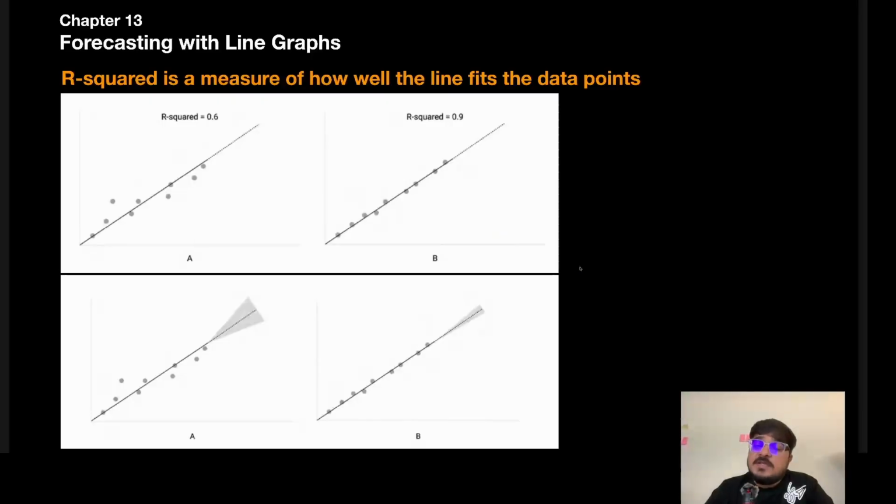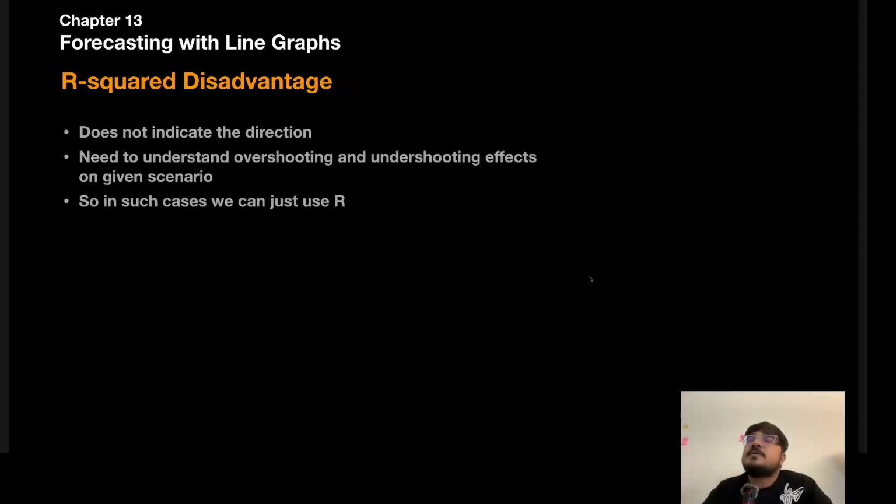So whenever we are getting any data, if you are getting your r squared value near to 1, then that means that this data is much more reliable in terms of linear regression, you can bank on it. So there are some disadvantages.